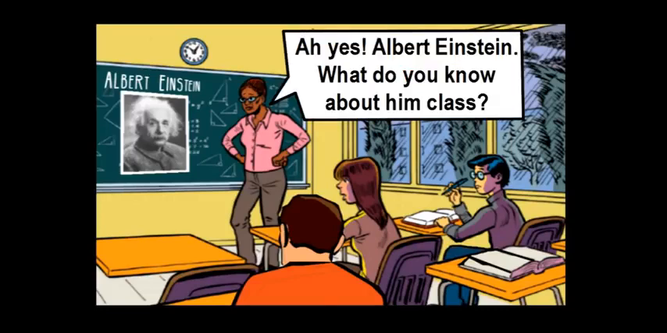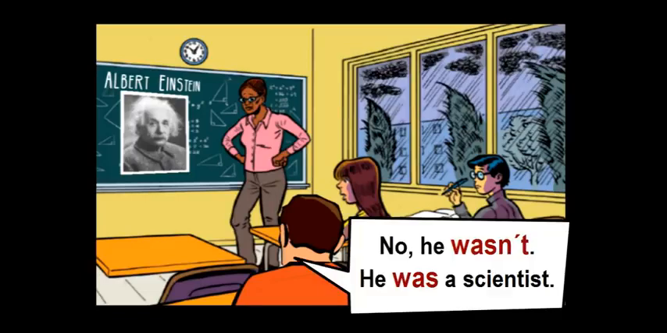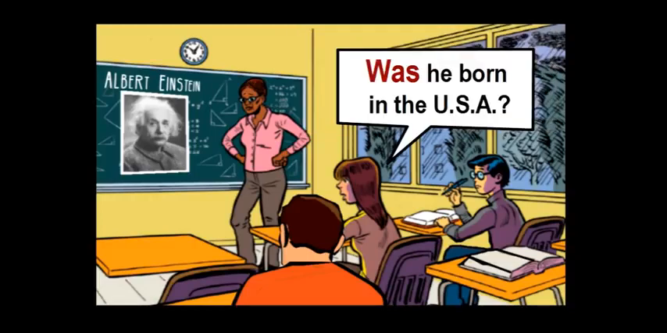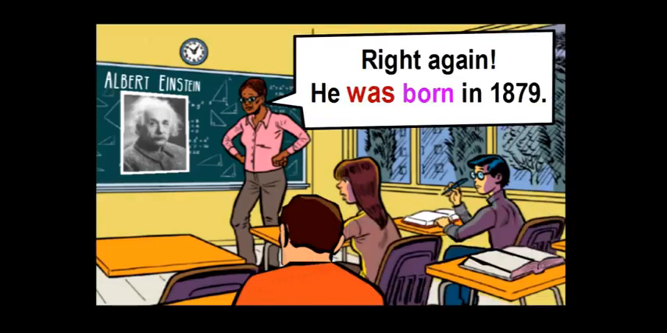Ah, yes, Albert Einstein. What do you know about him, class? Was he an author? No, he wasn't. He was a scientist. That's right, Mike. More specifically, he was a physicist. Was he born in the USA? No, he wasn't. He was born in Germany. Right again. He was born in 1879.